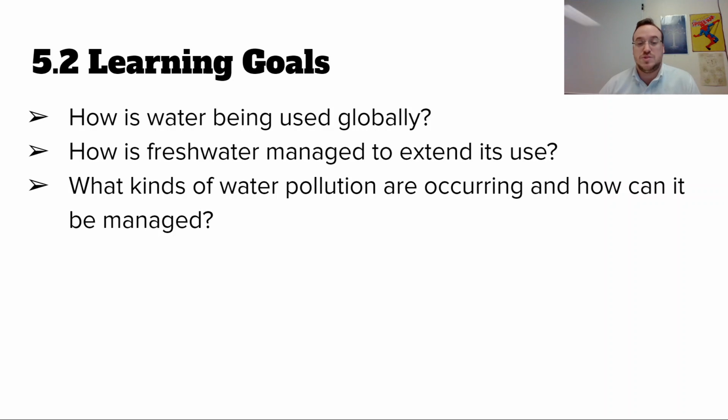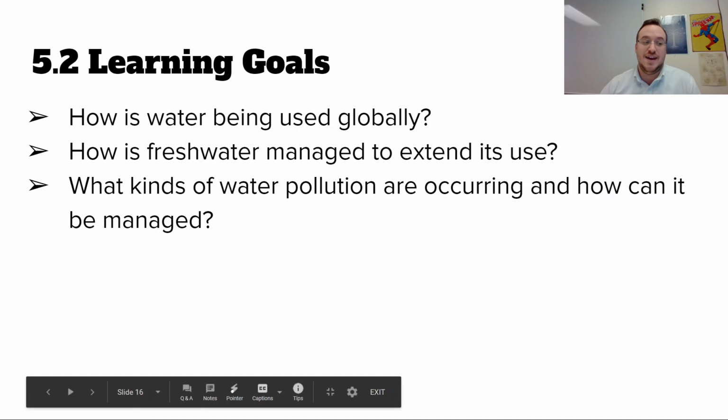So we talked about how water is being used globally. We talked about those 3 percentages. For my class, make sure you know those 3 percentages. Usually I don't make you memorize numbers. This is one of those times. We talked about how we treat fresh water and we manage it to extend its usefulness. And we talked about some pollutions. As always, continue asking questions and keep learning.